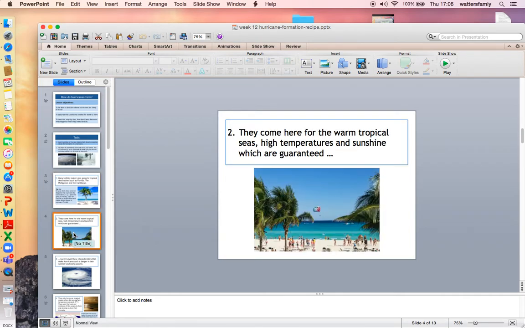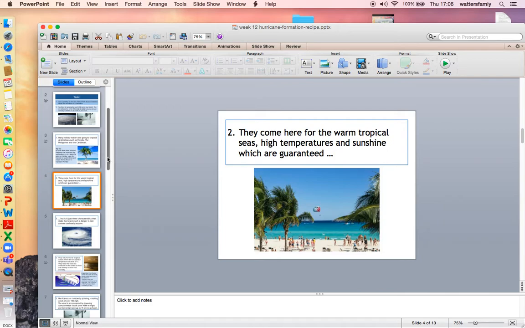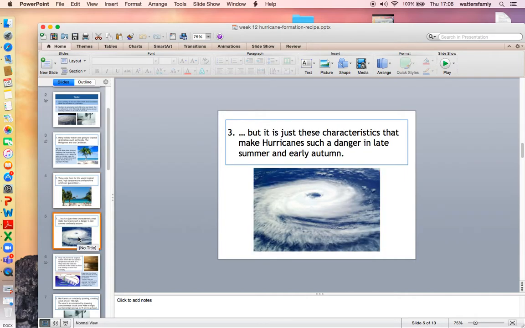So when you're on slide 4, people have come here for the warm tropical seas. So obviously there's going to be language there that you're going to be using. There are high temperatures, there's sunshine, which is guaranteed, and that in turn has an impact of creating conditions under which a hurricane is going to form. There's that photograph, slightly different this time. It's not quite as intense, but it gives you a better satellite image, doesn't it?